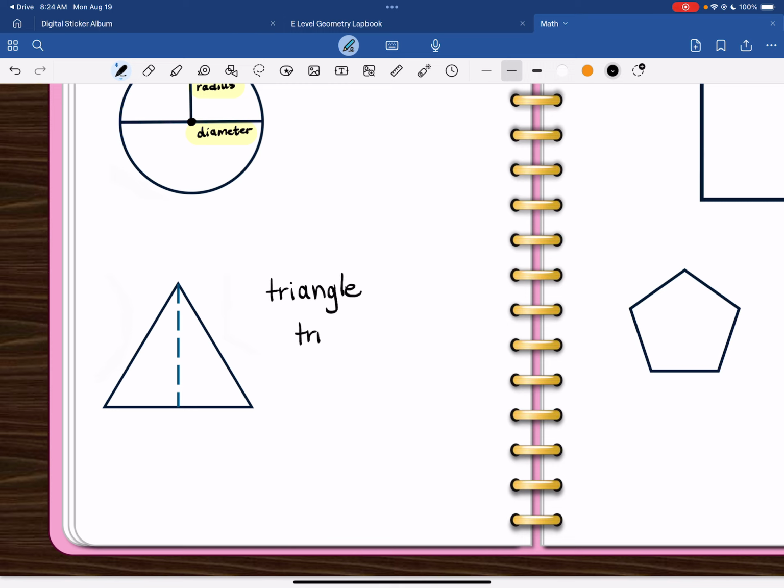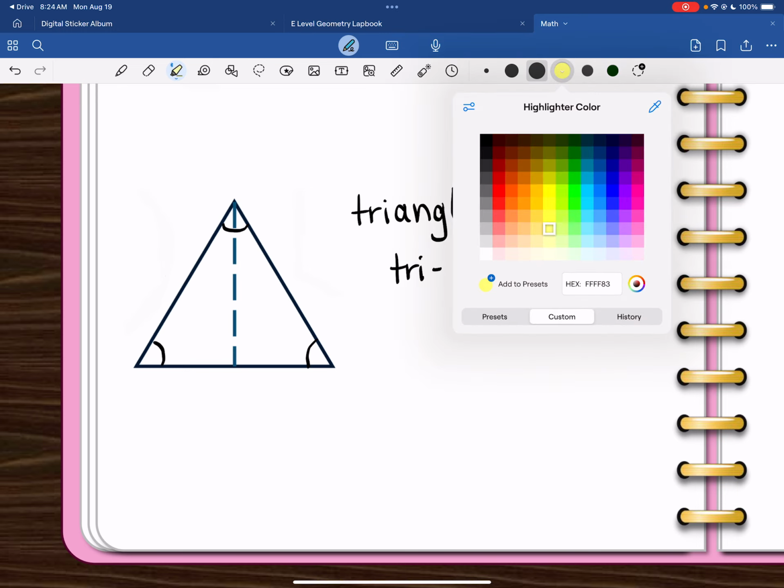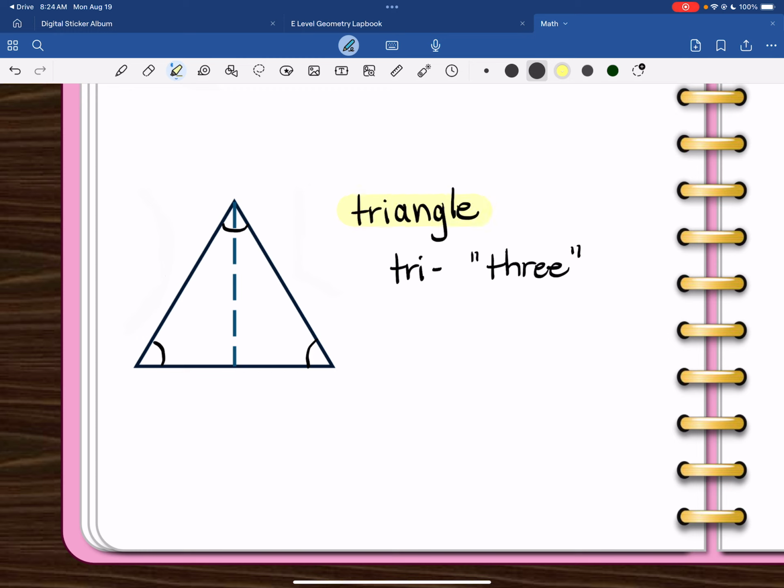Tri is the prefix that means 3. So triangle is 3 angles. And here are the 3 angles. There's 1 of them, 2 of them, 3 of them. So triangle has 3 sides and 3 angles. And this is a flashcard. I'm looking at my list just to be sure. Triangle is one of your flashcards.